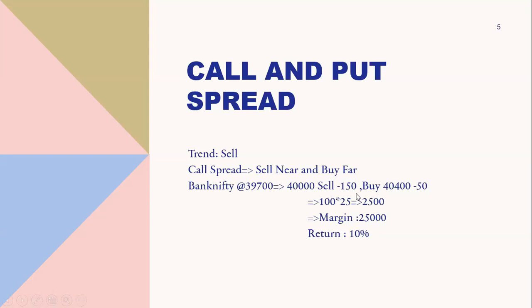In the same case, we are getting 100 rupees premium. We are collecting 100 rupees into 25, that is one lot of Bank Nifty. So we are getting 2,500 rupees for a margin of how much? That is 25,000 rupees. Because when we are hedging, our margin is very little.